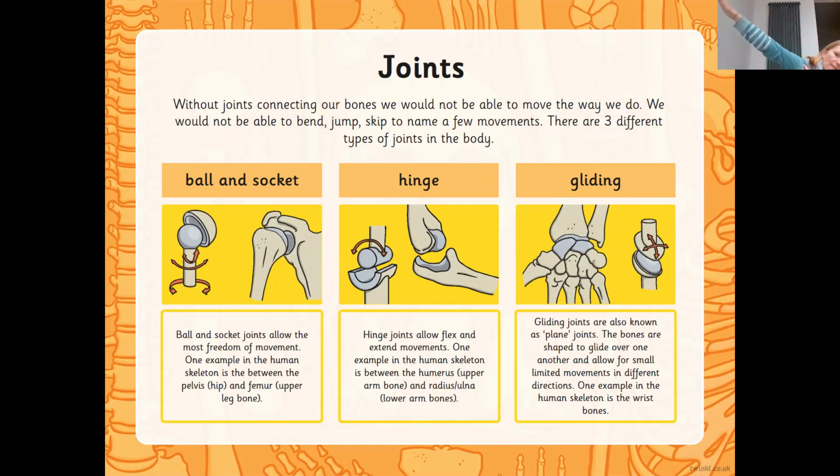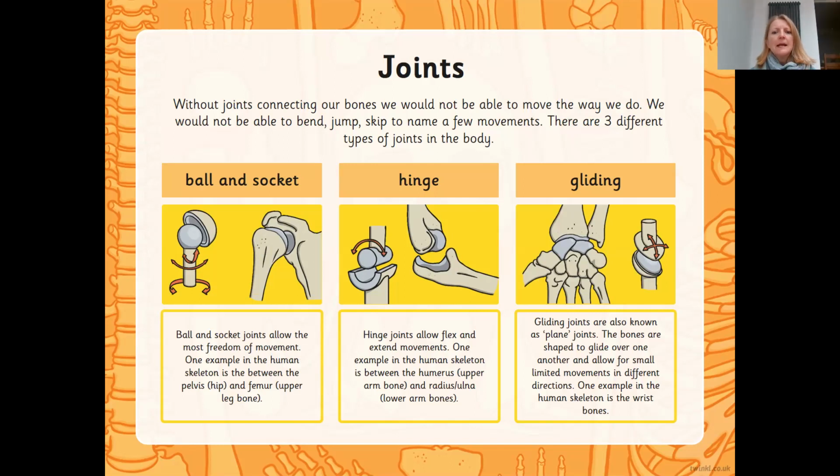Have a think about your arm. Is it one bone from the shoulder to the wrist? Is that just one long bone? No, if you remember from last week, we've got one bone here and then 2 bones going down to our wrist. And in between, you have your elbow, and this is a joint so that we can bend. So the connections in between bones in your body are called joints. And if we didn't have joints in our bodies, we wouldn't be able to move the way we do. We wouldn't be able to bend, jump, skip, and all the movements that you do.